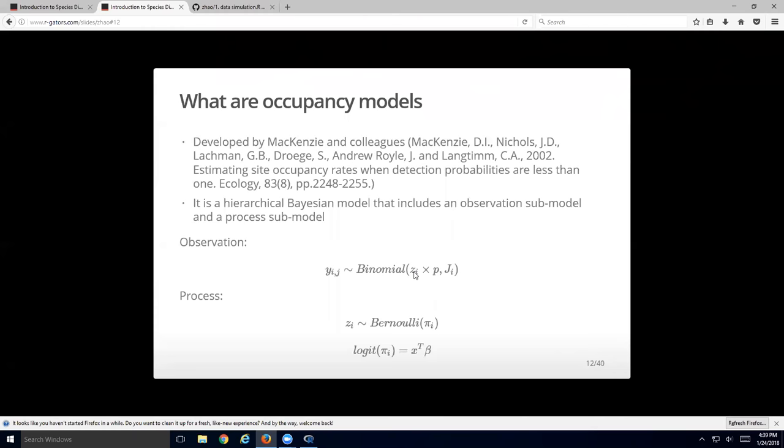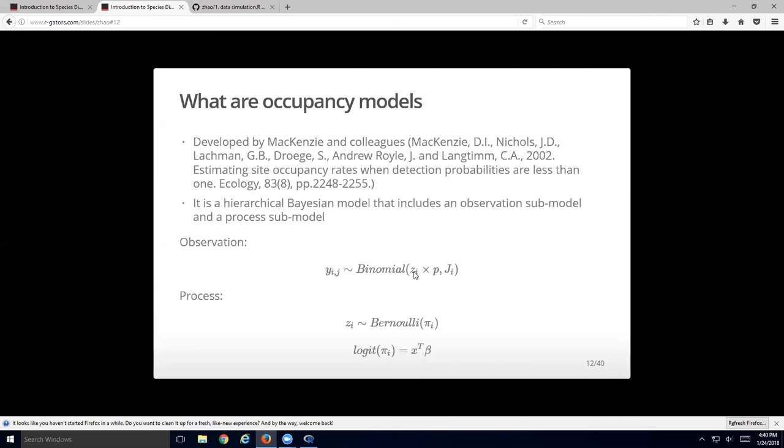So basically, we'll only consider false negatives. We don't consider false positives. That means we only consider the situation where the species is there, but we didn't see it. We don't consider the situation where the species is not there, but we see it, or we think we see it.